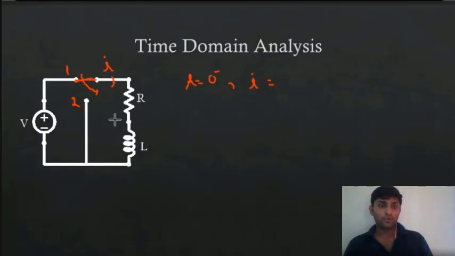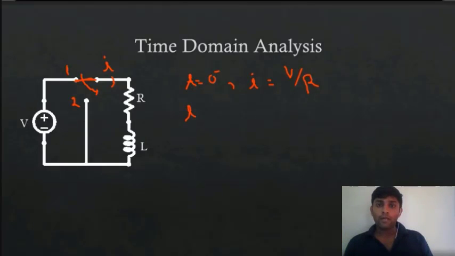Yes, now Sinelic comes to the right answer. Obviously it will be V by R, because this was the steady state condition. So earlier the circuit was in the steady state, so at time t equal to 0 minus, just before switching, the current will be V by R. Hope you all got this point.